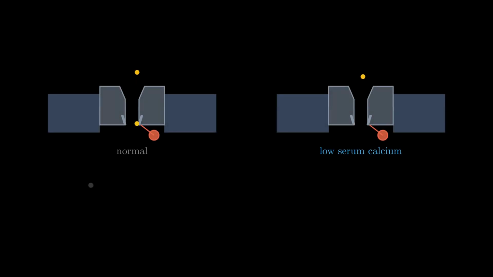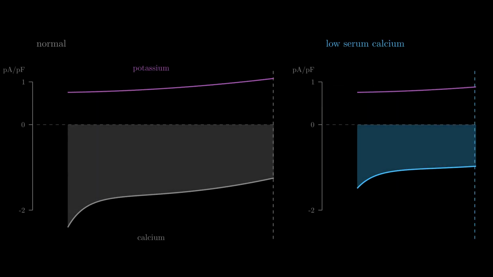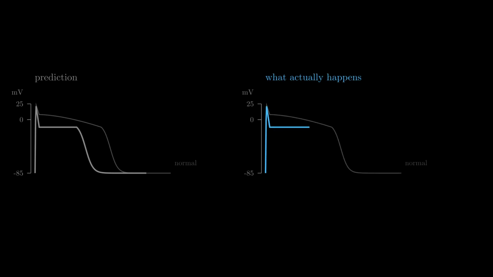Now let's look at hypocalcemia. That means that the serum calcium is low, which in turn means that less calcium comes through each open channel. That means that there is less inward current to balance potassium, so it should win sooner. So the obvious prediction is a smaller plateau that ends early. And half of that is right.